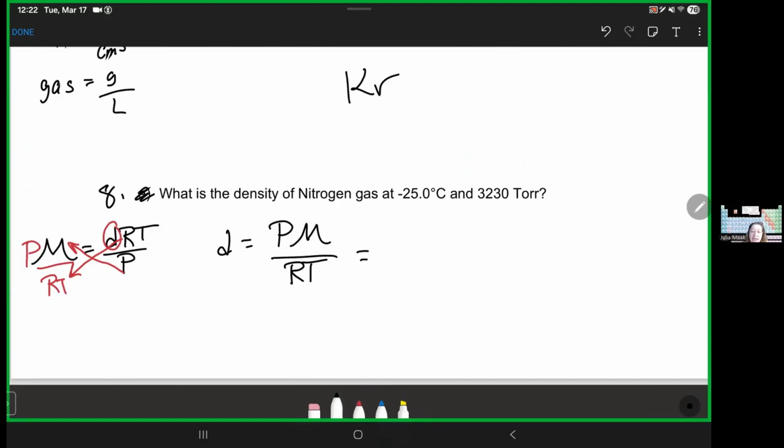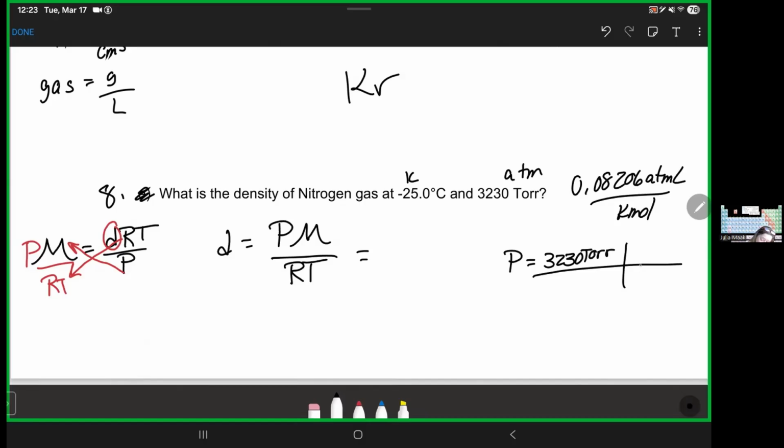Okay, so I have the pressure. Oh, okay, so because R is in here, right, 0.08206 atm liters over K mol, we have to be in atm for our pressure and K for that temperature, right? So over here, I'm going to say my pressure is 3230 torr. And remember, torr is the same thing as millimeters of mercury. So 1 atm is 760 torr, just like it's 760 millimeters of mercury. And when I do that conversion, I get 4.25 atm.